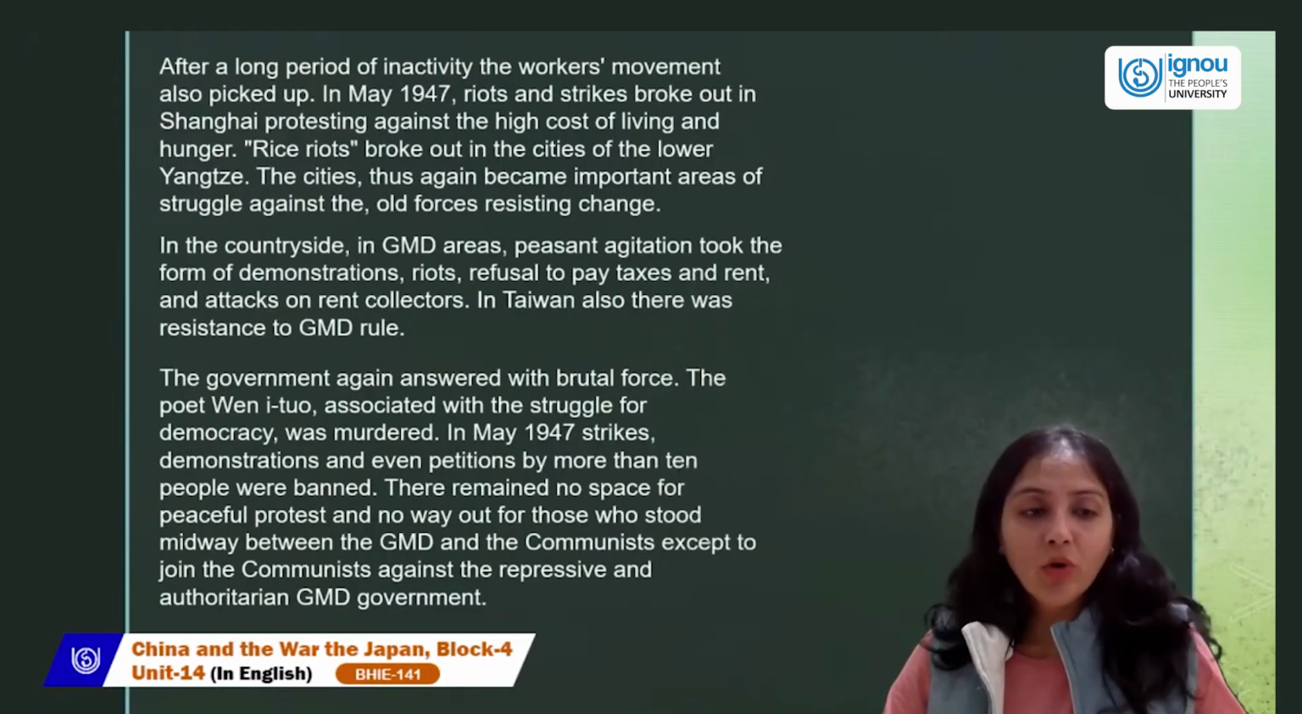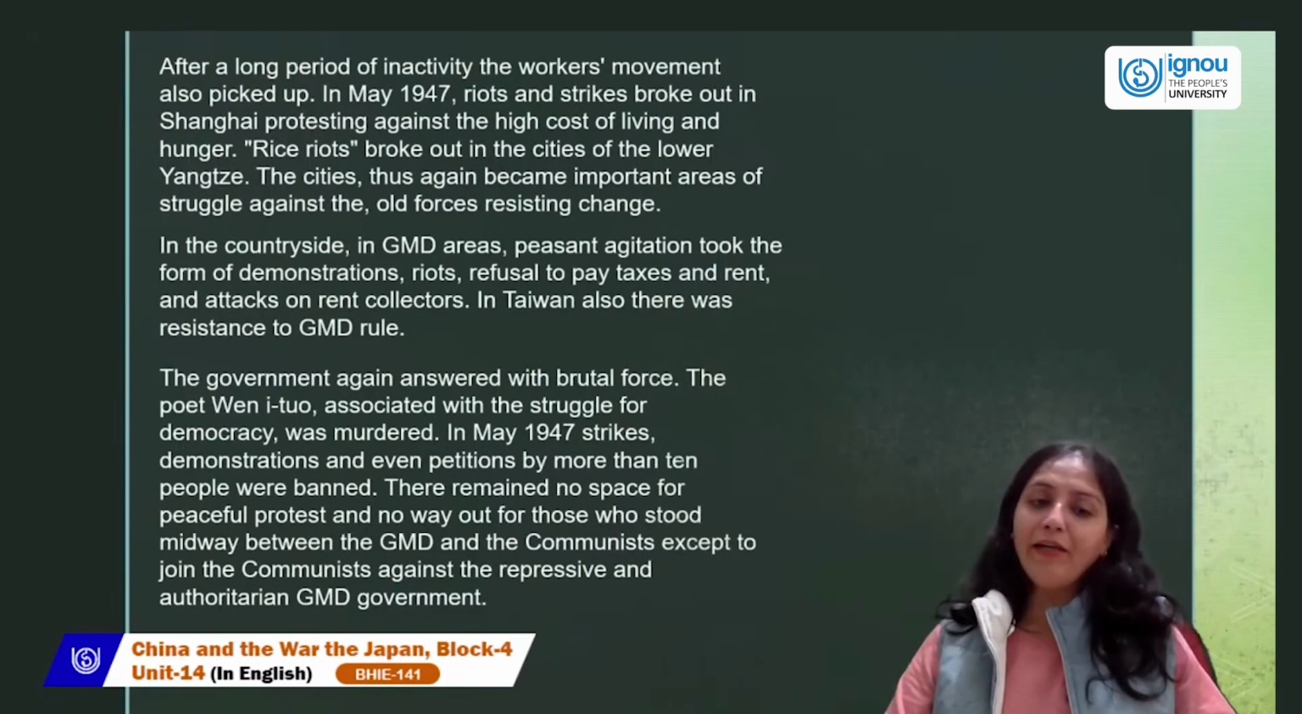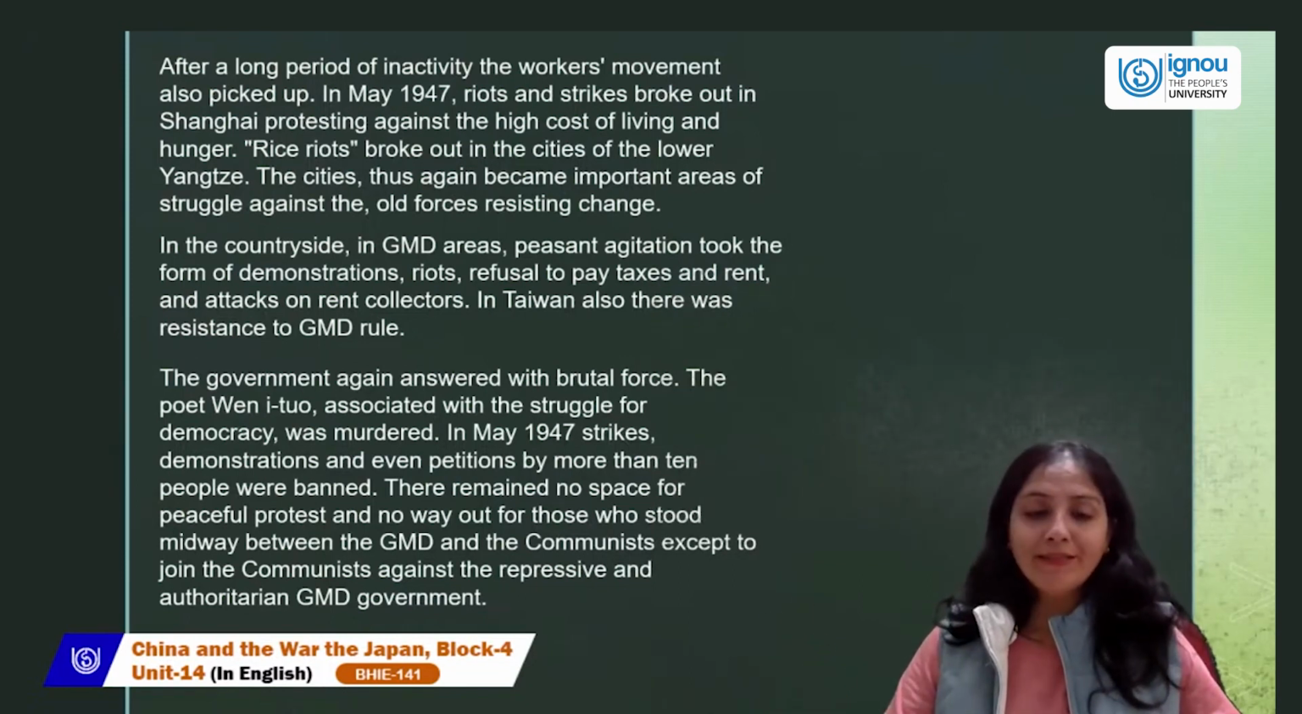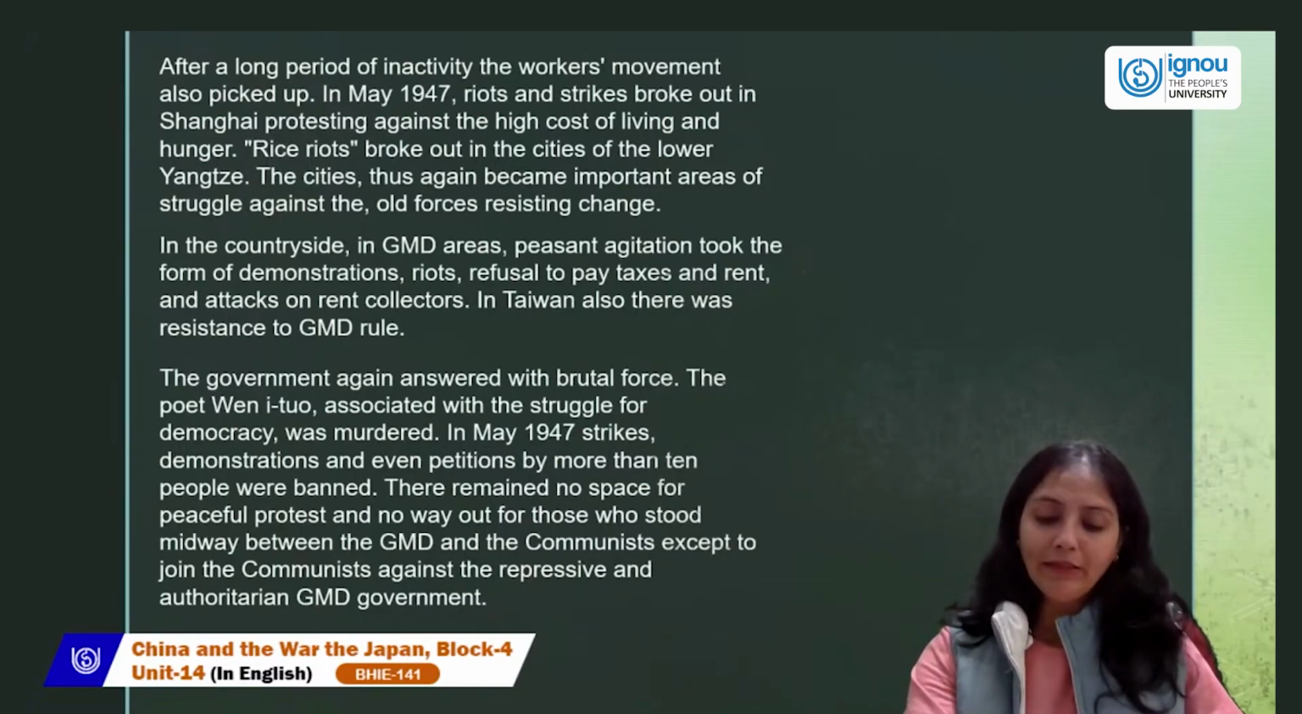There remained no space for peaceful protest and no way out for those who stood midway between the Guomindang and the communists, except to join the communists against the repressive and authoritarian Guomindang government.